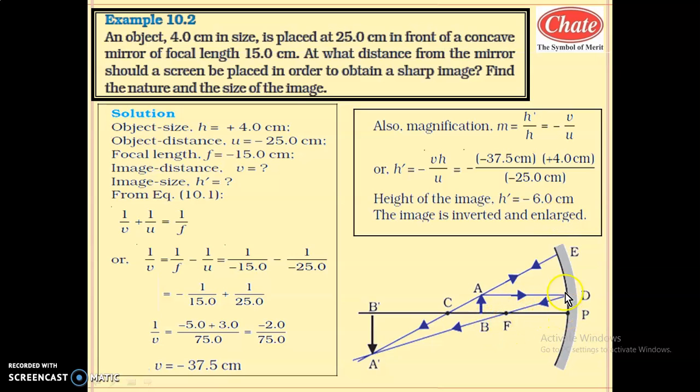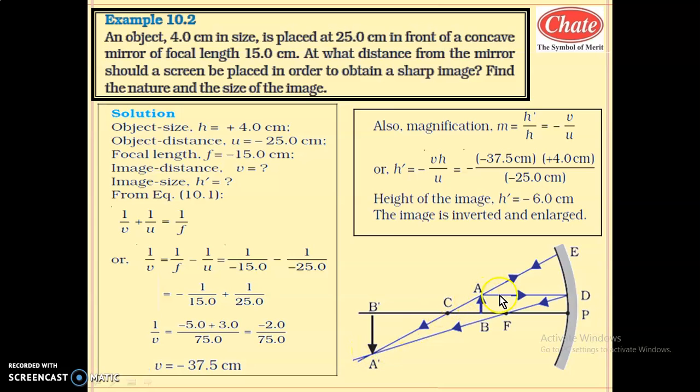So here the mirror is a concave mirror, focal length is 15 centimeter. So the center will be twice of this. If this is 15, then this will be 30. So the object is at 25 centimeter from the mirror. Means the object is in between C and F. When the object is in between C and F, the image will be beyond the C. For that purpose, you may draw the ray diagram to get the position of the image, or if you know the table, you will very well know this thing.